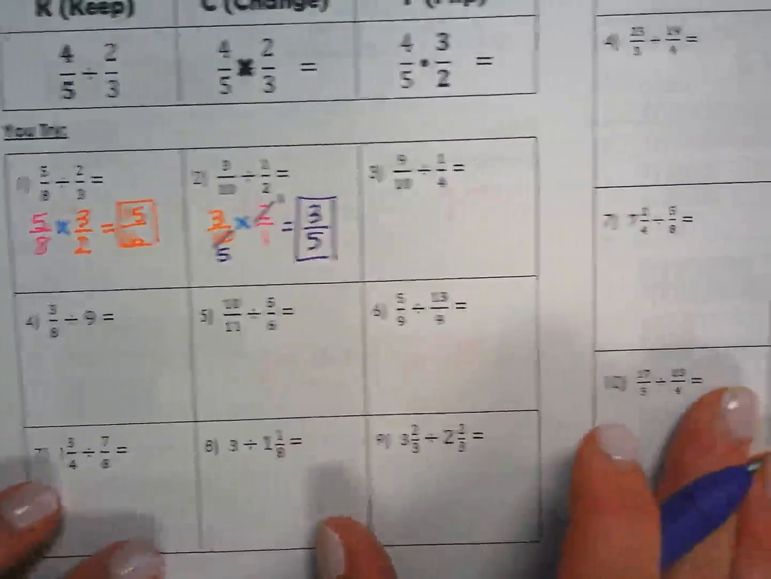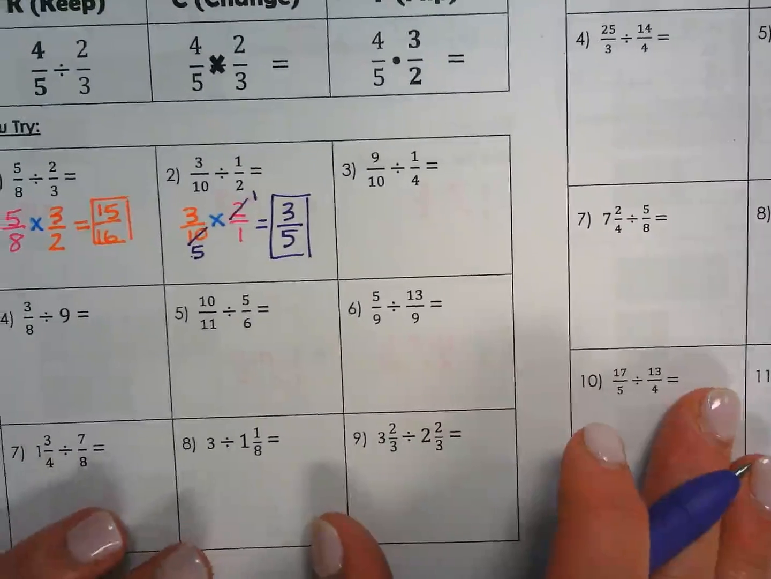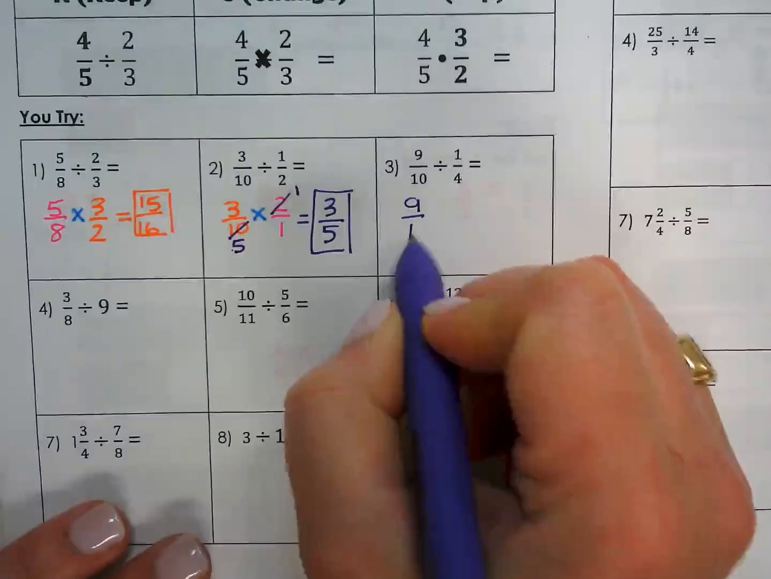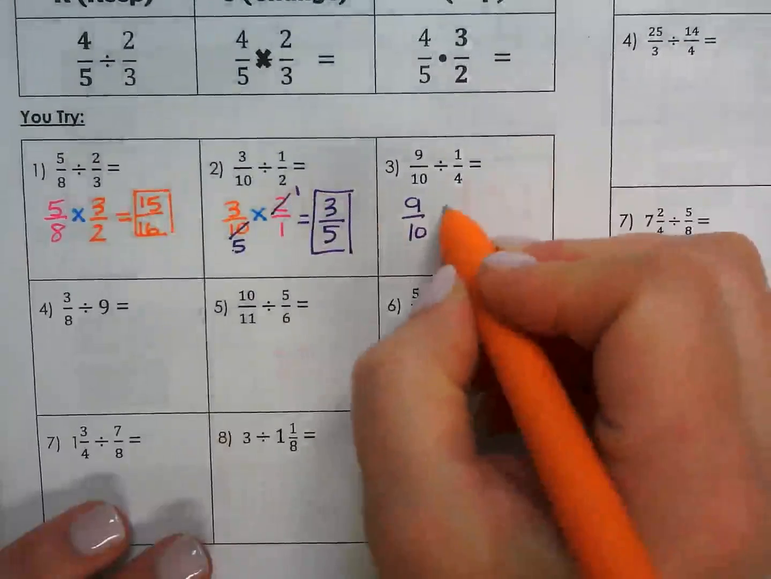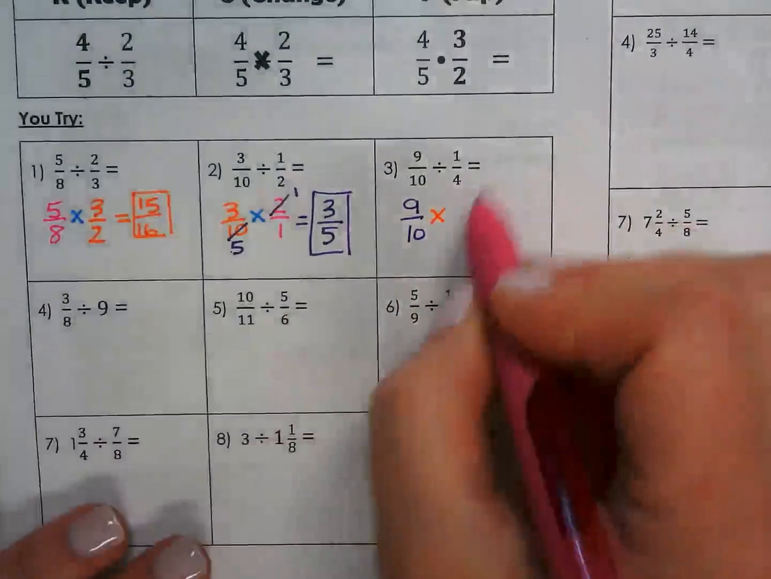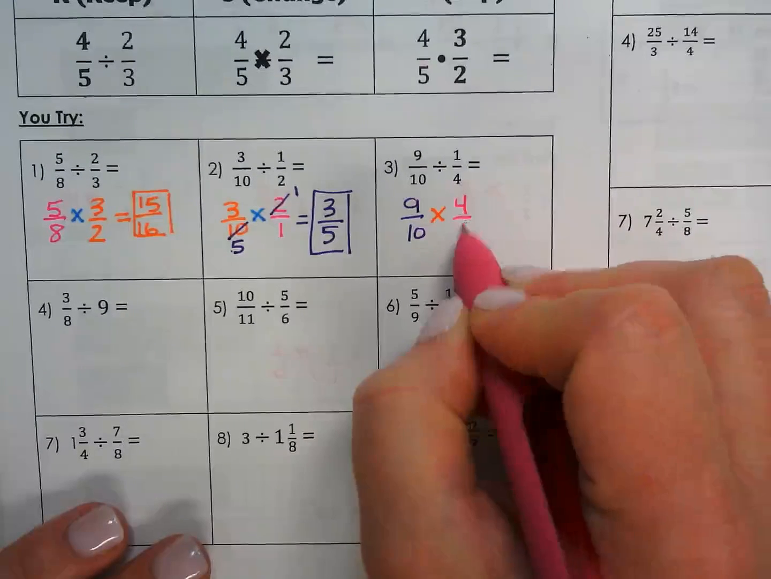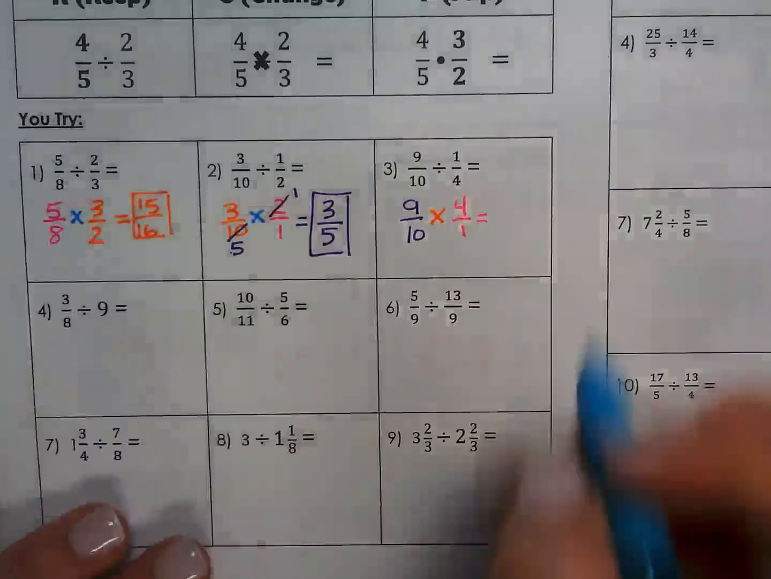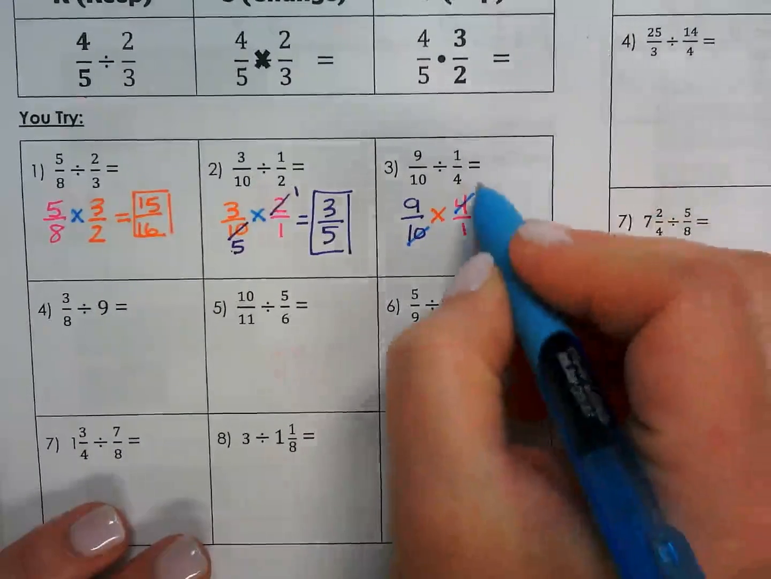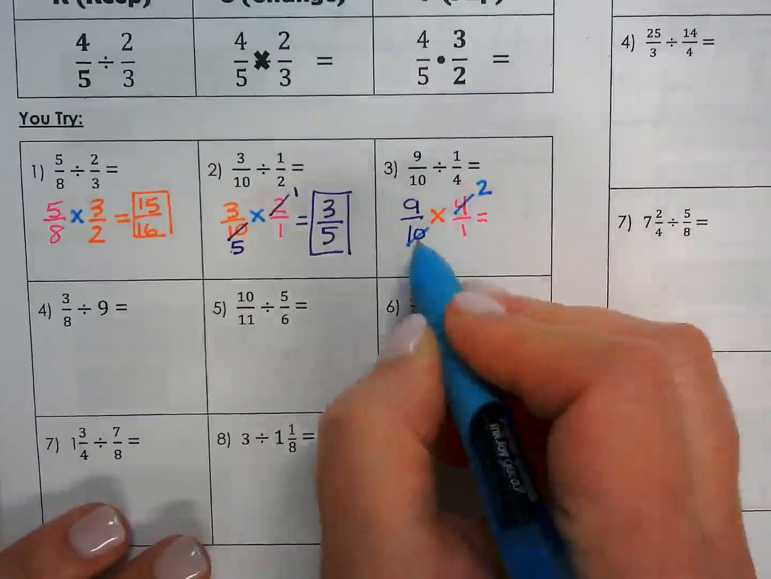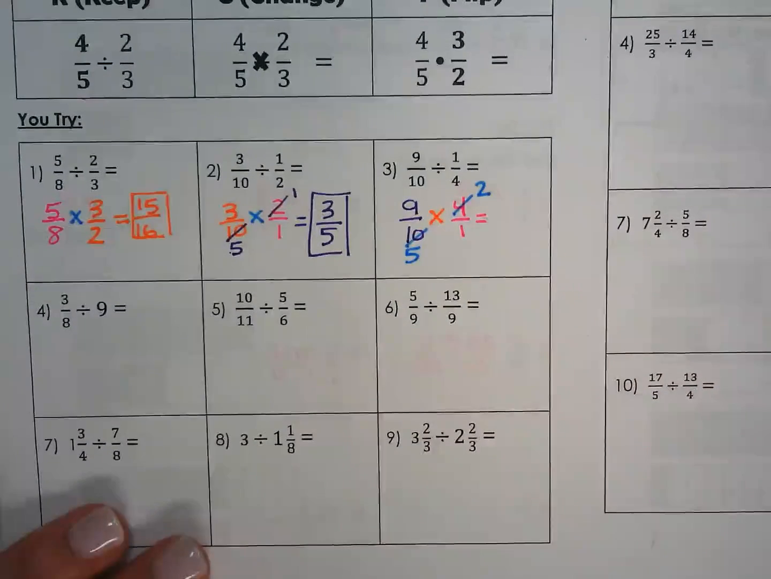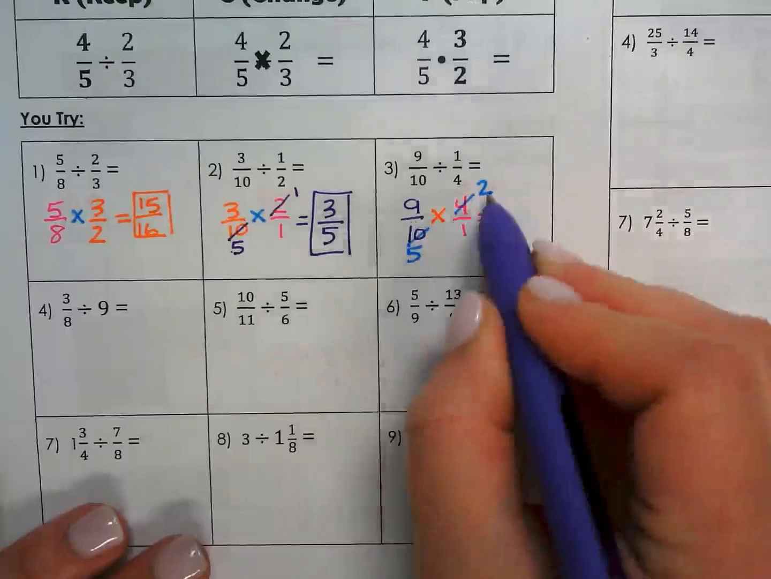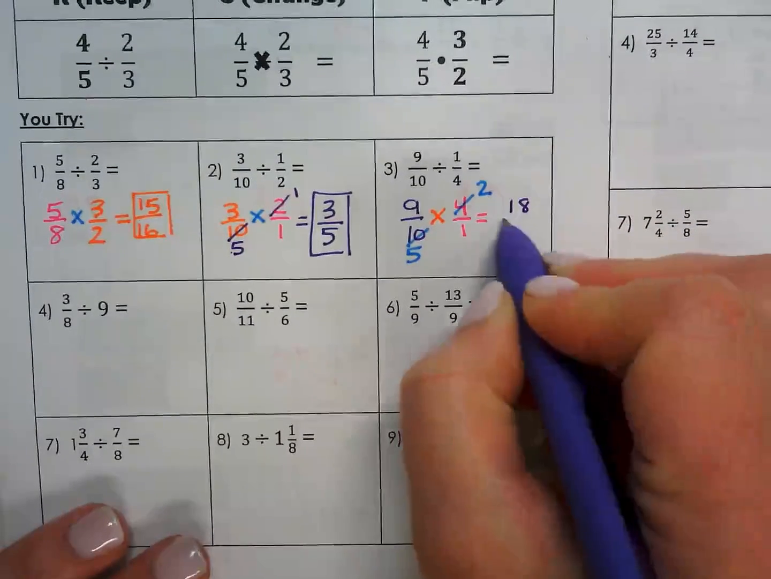Okay. In the third problem, we're going to start with keep, change to multiplication, and flip the 1/4 to 4 over 1, making it its reciprocal. Again, we look for common factors, and here if you notice, 4 and 10 share a factor of 2. When I divide by 2, I get 2. When I divide by 2, I get 5. There are no other common factors top to bottom, so I'm going to multiply across. 9 times 2 is 18, and 5 times 1 is 5.